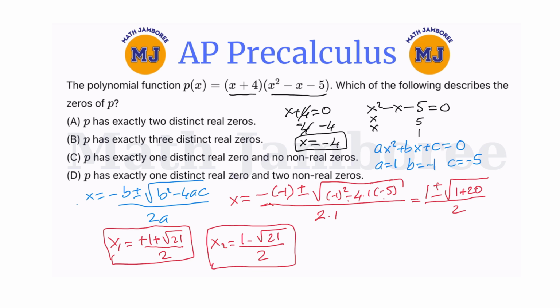So we have found 3 roots of this polynomial function, which means that p has exactly 3 distinct real zeros. In that case, our correct answer for this question is choice B.